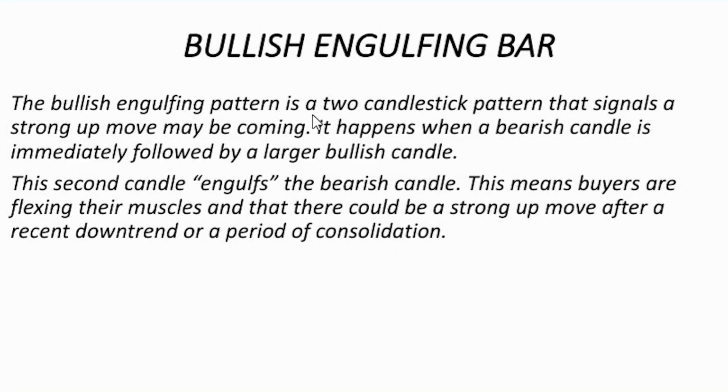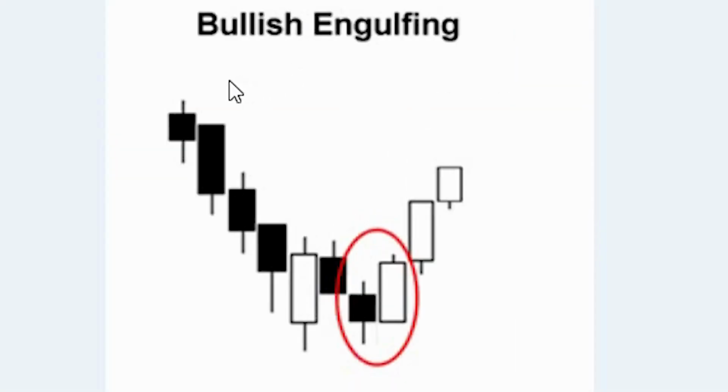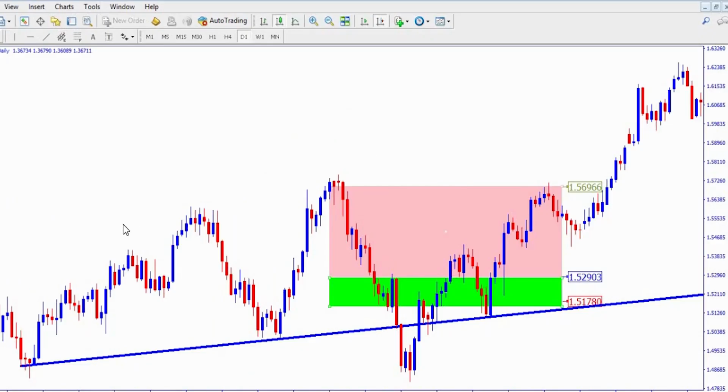The bullish engulfing pattern is a 2 candlestick pattern that signals a strong up move may be coming. It happens when a bearish candle is immediately followed by a larger bullish candle. This second candle engulfs the bearish candle. This means buyers are flexing their muscles and that there could be a strong up move after a recent downtrend or a period of consolidation. So the bullish engulfing candle, you look for it also at the end of the downtrend. When you find that, it's an indication of price change in direction.